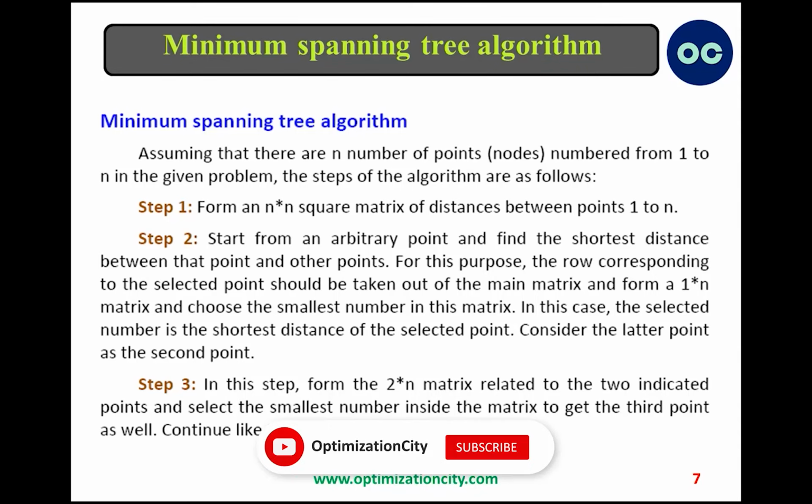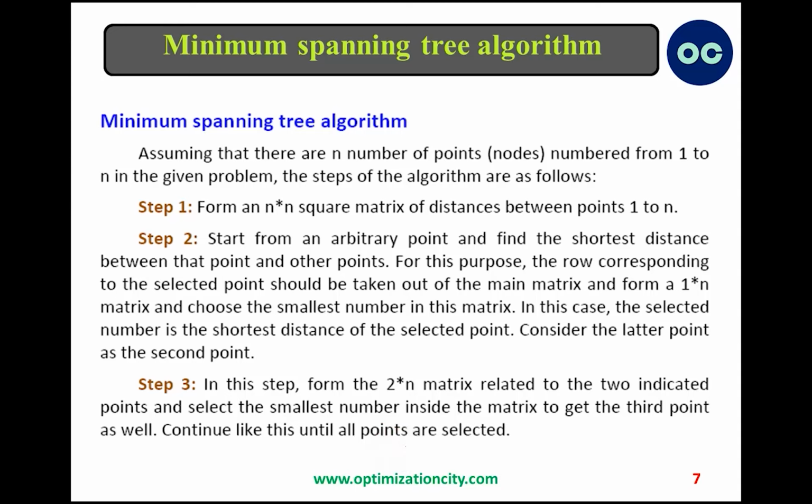We go to the next step, step 3. We repeat the process in step 2, but now consider the 2 points selected so far, which are nodes 1 and 2. Create a 2 times n matrix based on these 2 points and select the smallest number in the matrix as the third point. Continue this process until all points are selected.